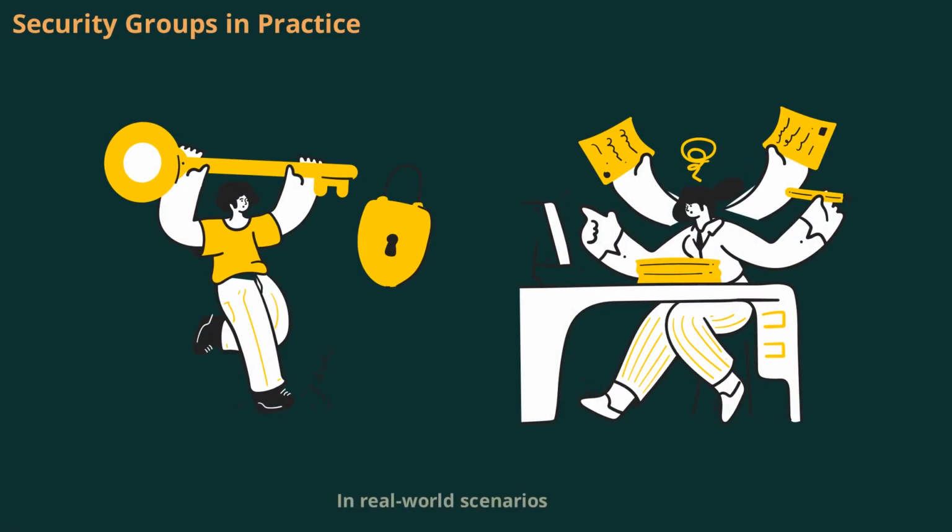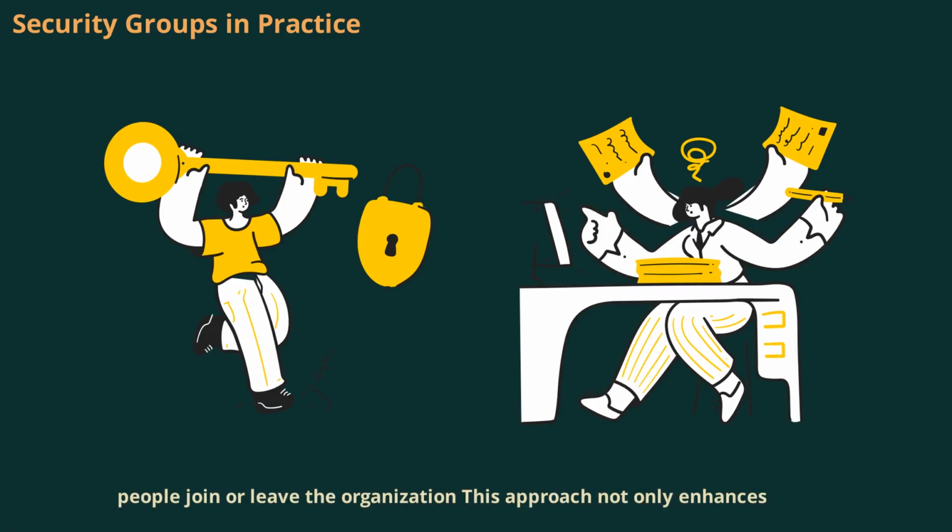In real-world scenarios, administrators rely heavily on security groups. They provide a flexible and scalable way to manage access to resources. By grouping users based on department, role, or project, you can quickly update permissions as people join or leave the organization. This approach not only enhances security but also simplifies ongoing administration.